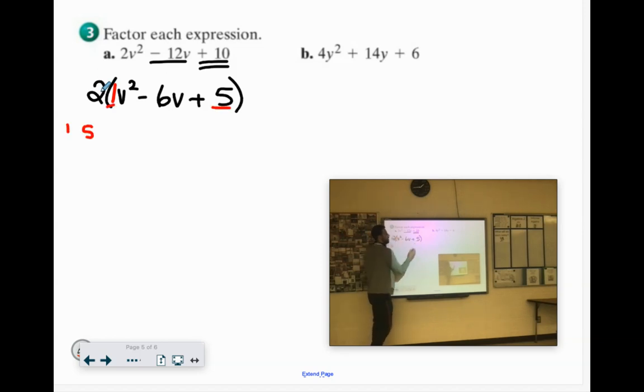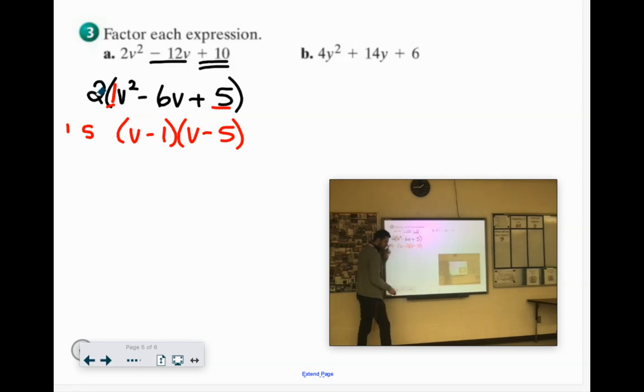1 times 5 is 5. Think of your factors of 5 in one set. Do they add up to 6? Yes. But how can we make them add up to negative 6? Ooh, a negative times a negative and a negative plus a negative, they're both negatives. So we got v minus 1 times v minus 5.